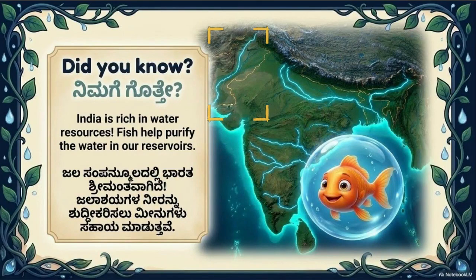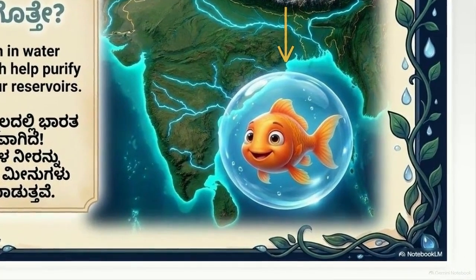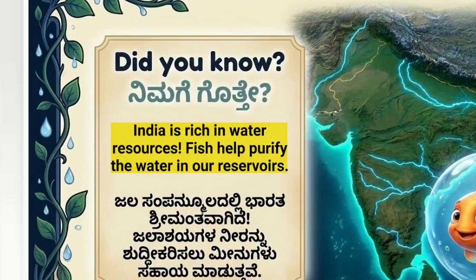This map highlights India's vast network of rivers and water resources. To help keep these expansive systems clean, certain species of fish live in our reservoirs and naturally help purify the water by eating algae and insects.